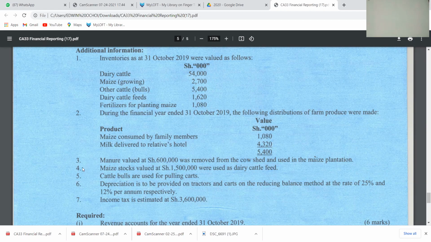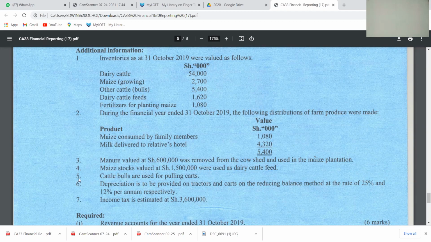Number four, maize stocks valued 1.5 were used as a dairy cattle feeds. Again, this is another inter-economic. So under crop farming, 1.5 would be treated as revenue. But under livestock, this amount would be treated as an expense.